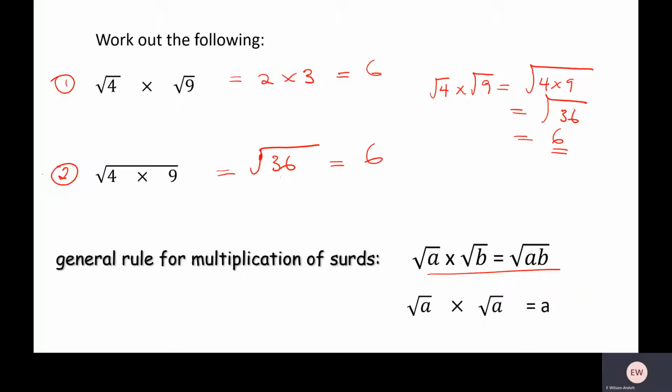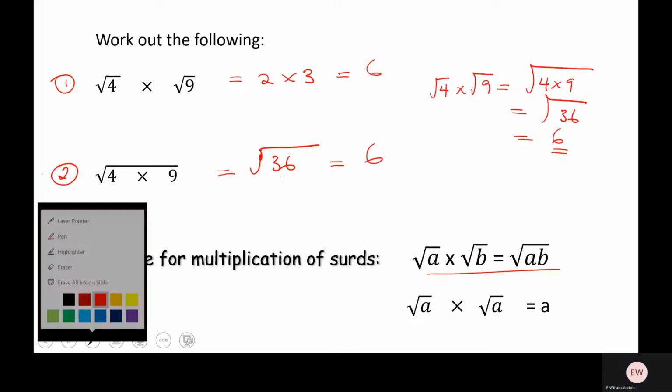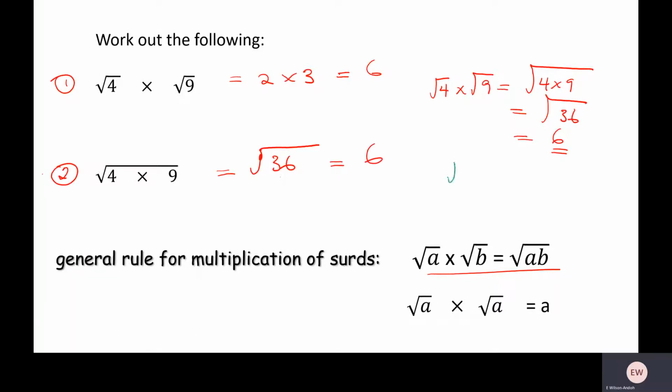Another rule that we have under multiplication is square root of A times square root of A is equal to A. What this means is that if A is a number, for example 3, then if we have square root 3 times square root 3, the answer should be 3.